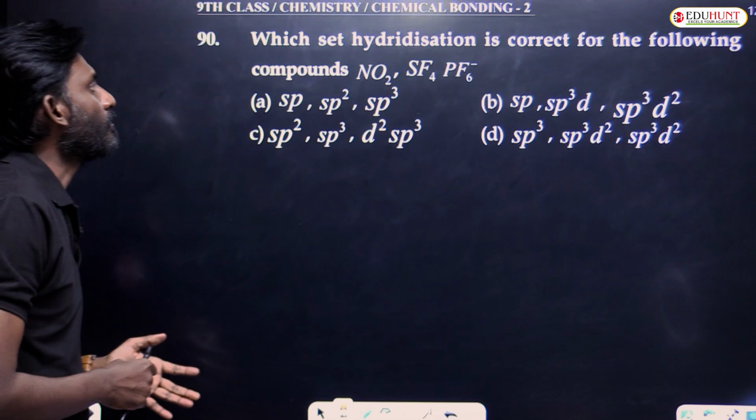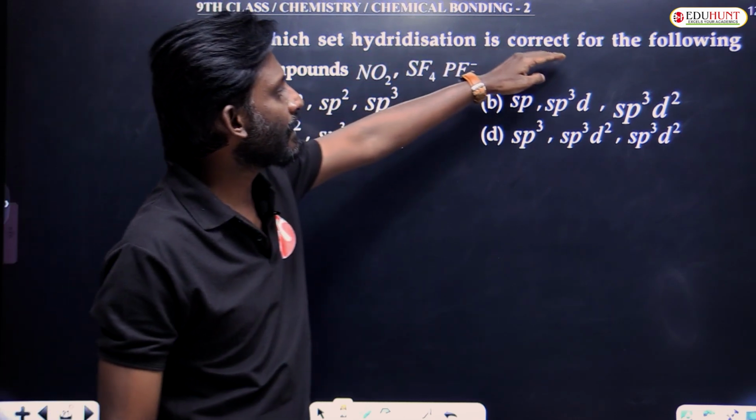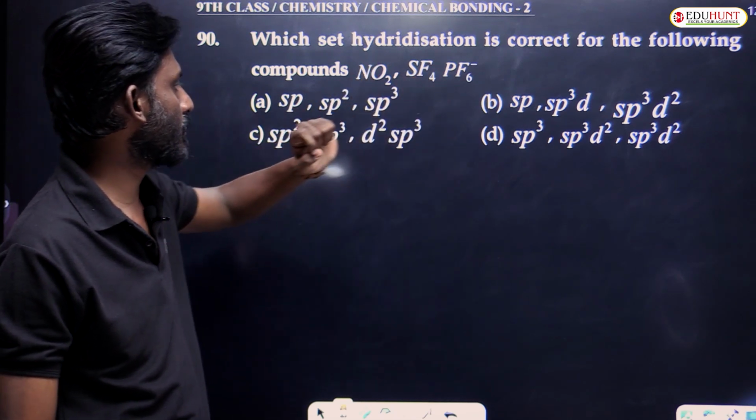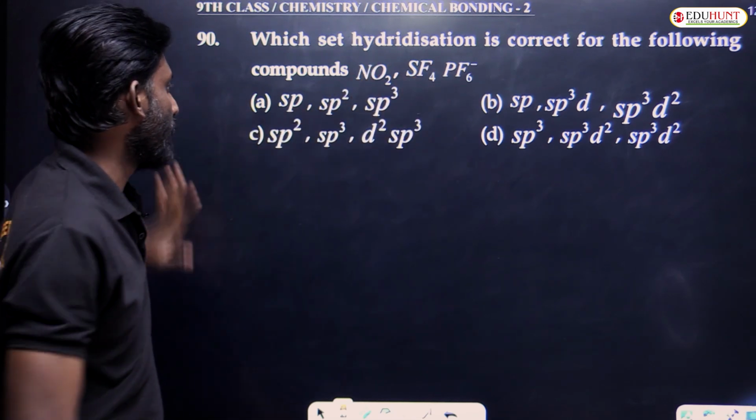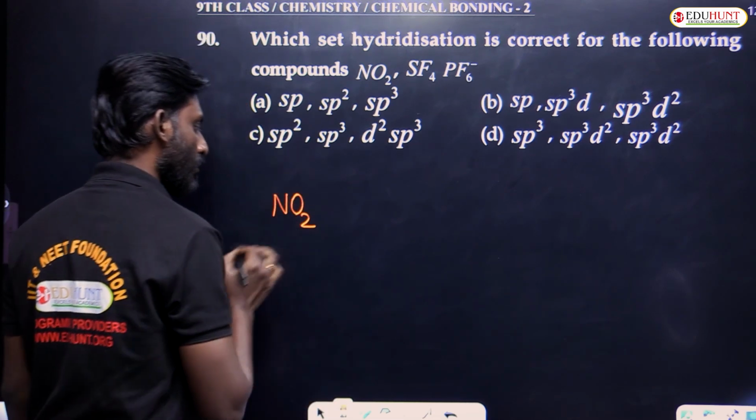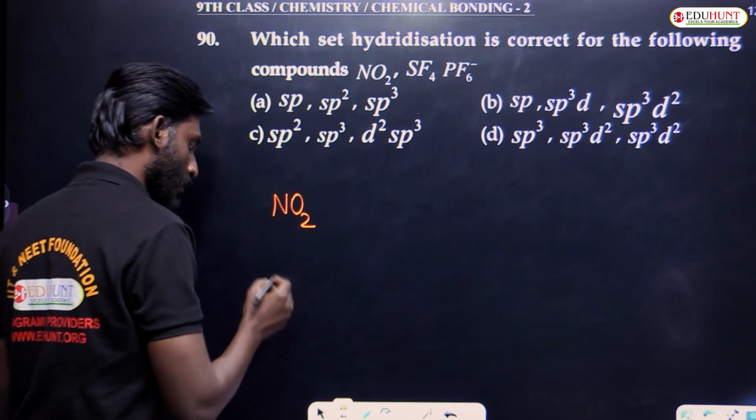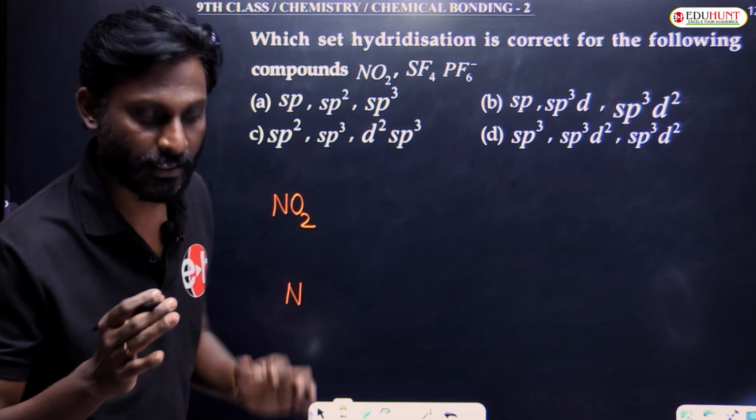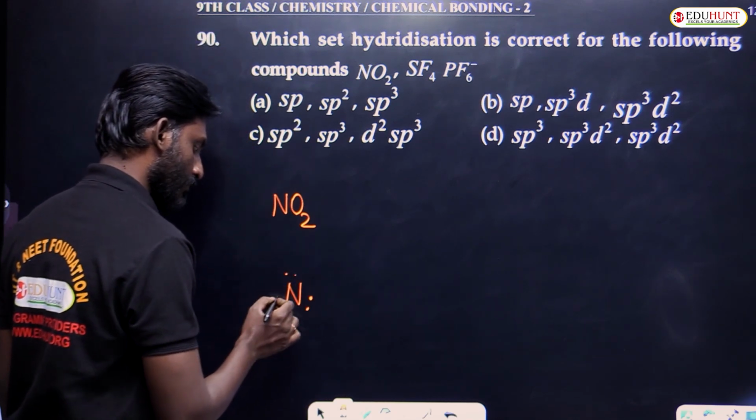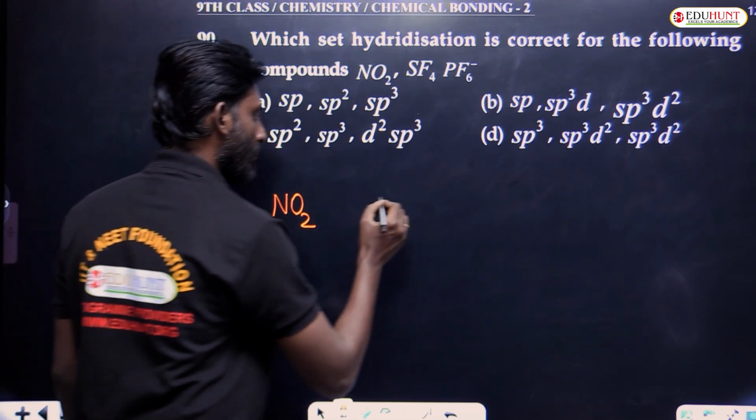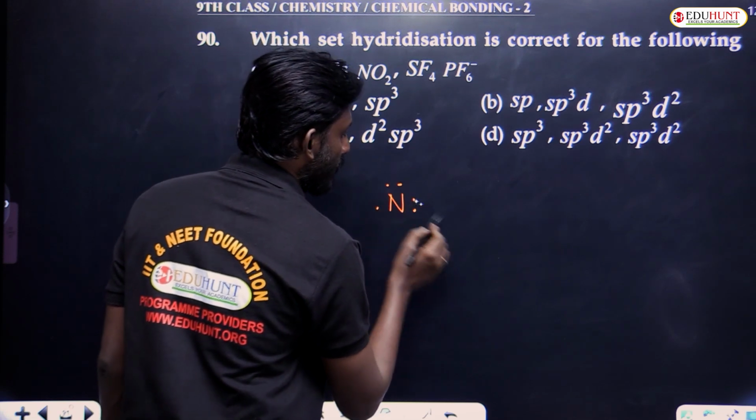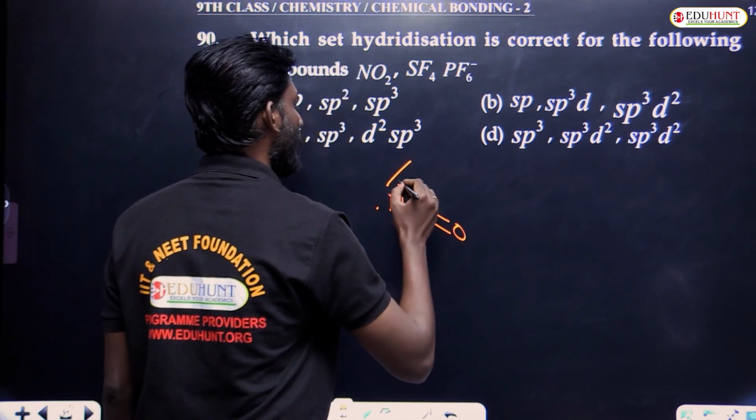Next, question number 90. Which set of hybridization is correct for the following? We have been given NO2, SF4 and PF6 negative. See, NO2 is an odd electron molecule. Nitrogen dioxide is an odd electron molecule, and that means it is going to have an odd number of electrons. How, sir? In the valence shell of nitrogen there are 5 electrons, 1, 2, 3, 4, 5. So I will write in a different way. Nitrogen 1, 2, 3, 4, 5. See, double bond oxygen, and you can have double bond oxygen like this.